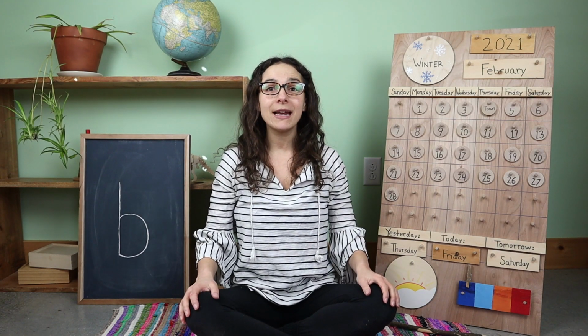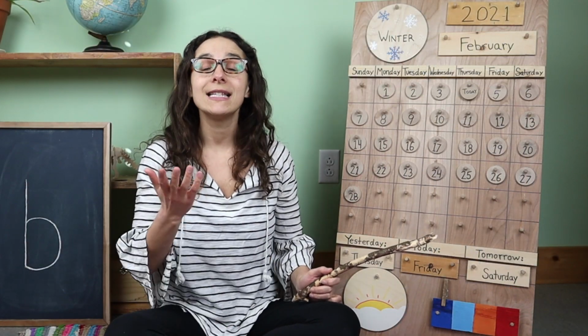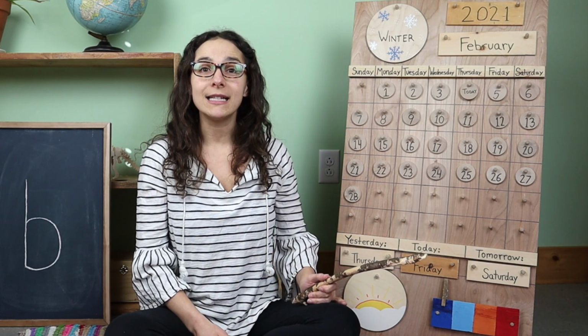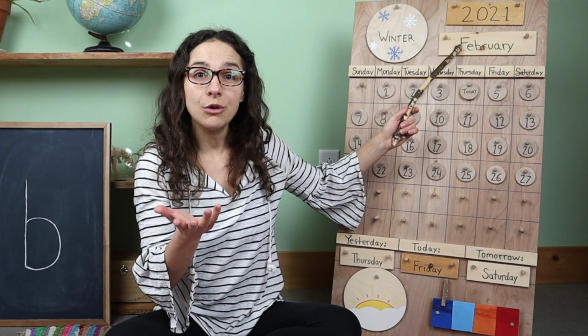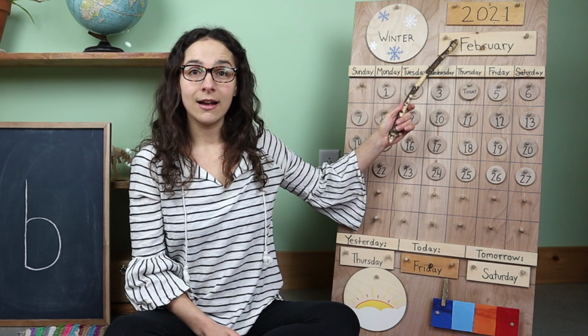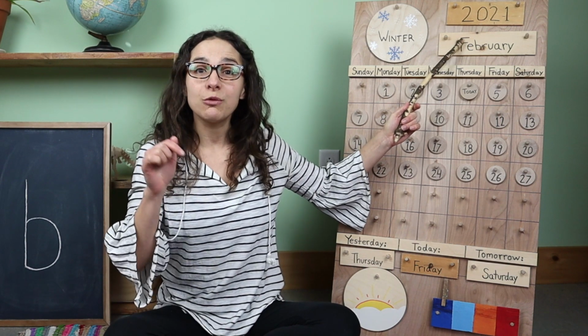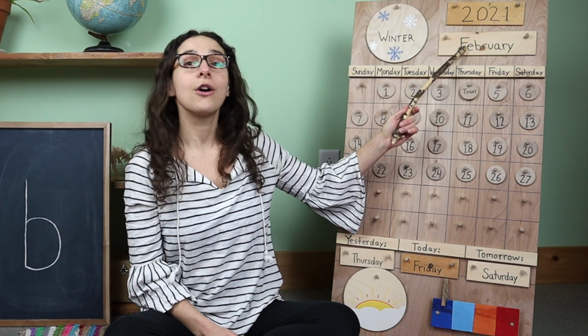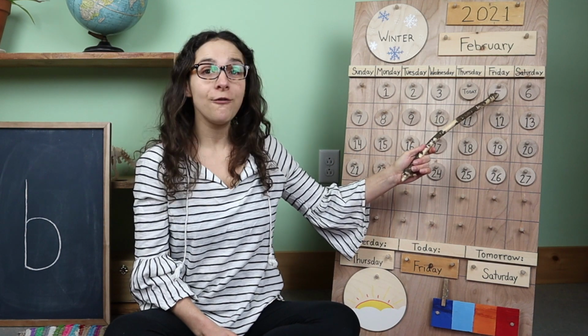Happy Friday, everybody. Let's start with our calendar and weather chart behind me. Now, the first thing that we need to do is say the date. Now, when we say the date, we start with the month, which is up here. Do you know what the month is? That's right, the month is February. This week, we started a new month called February, and today is February 5th.